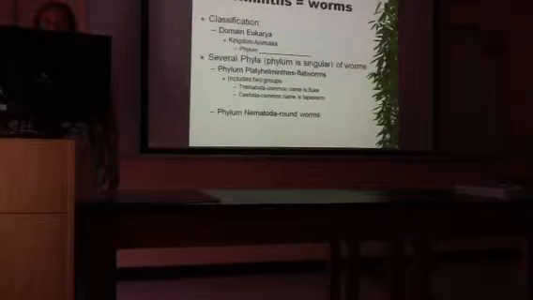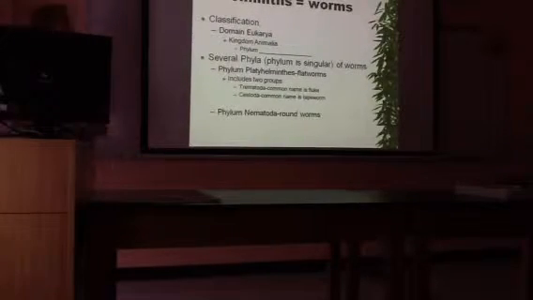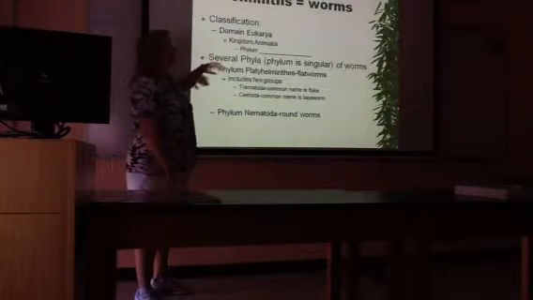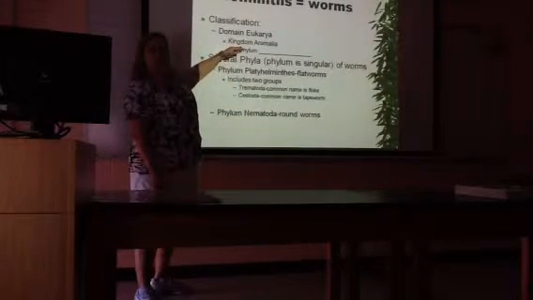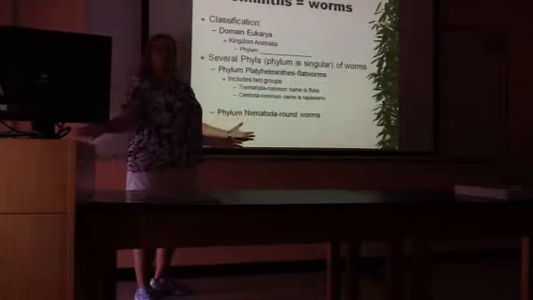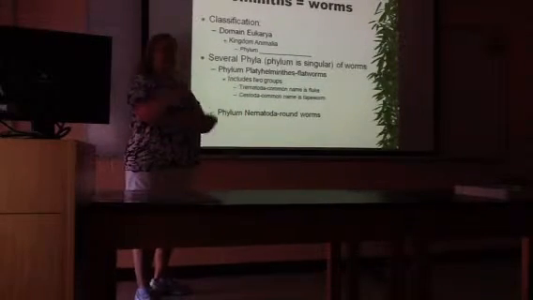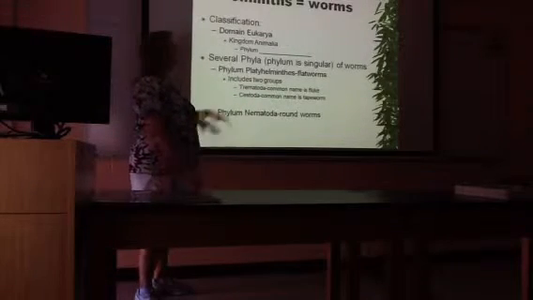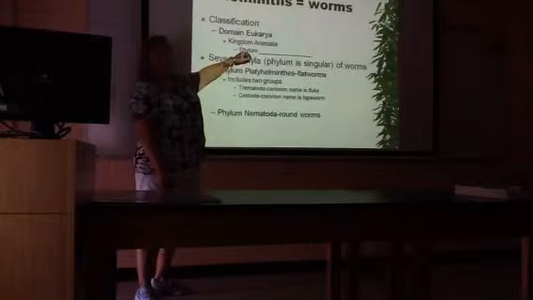So figuring out where they fit in the classification system, we're in domain Eukarya, right? All the eukaryotic organisms. They're animals, so they're in kingdom Animalia. And then there are so many animals, right? We've got lizards, birds, reptiles, amphibians, mammals, all of that, all those different groups under the animals. Those groups are called phylum.